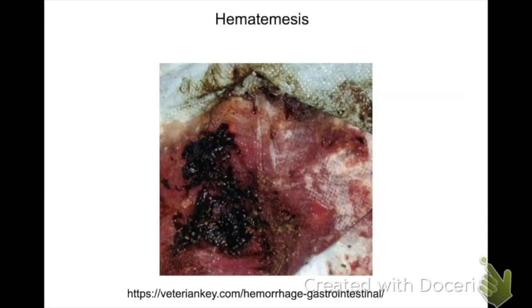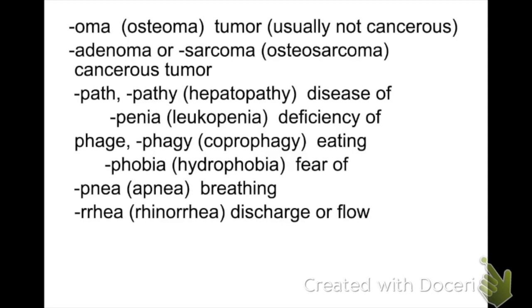Here's what you might see after an animal has experienced hematemesis, which is vomiting of blood. Some more examples. Oma is tumor, usually not a cancerous tumor, whereas sarcoma or adenoma often are cancerous. So an osteoma means a bone tumor that's not necessarily cancerous, just a growth on the bone. And osteosarcoma is a more cancerous, more dangerous type of bone tumor.